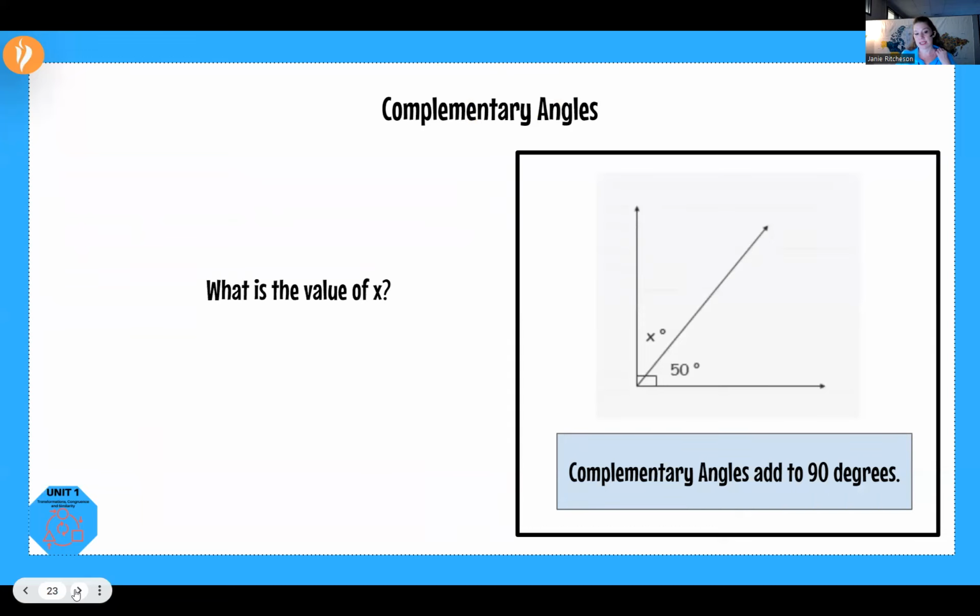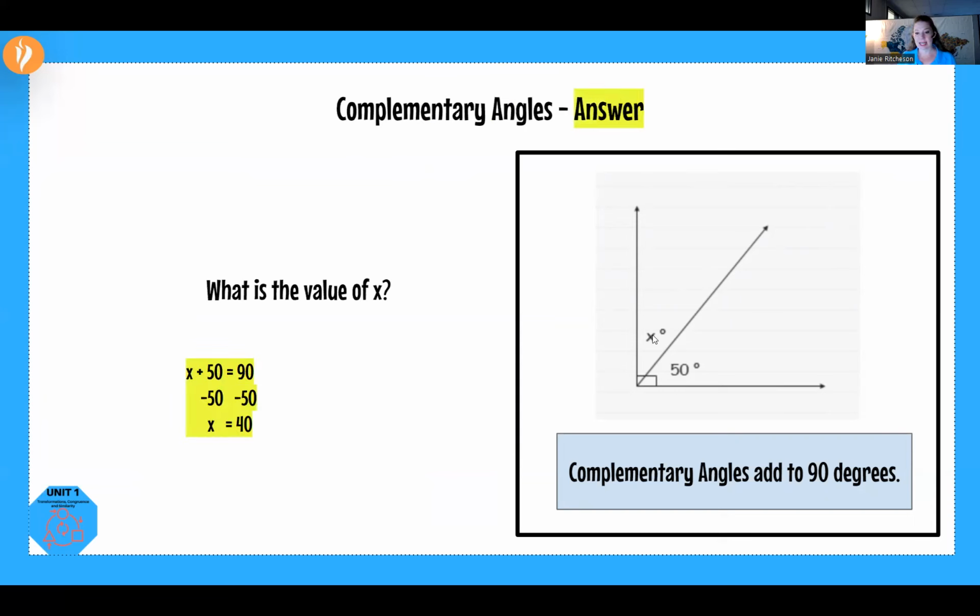What about this one? What is the value of X? Well, if you set up an equation, you're going to say that X plus 50 is equal to 90. To solve for X, you would subtract 50 from both sides of the equal sign. And this would tell you that the value of X, or the measure of X, is 40 degrees.